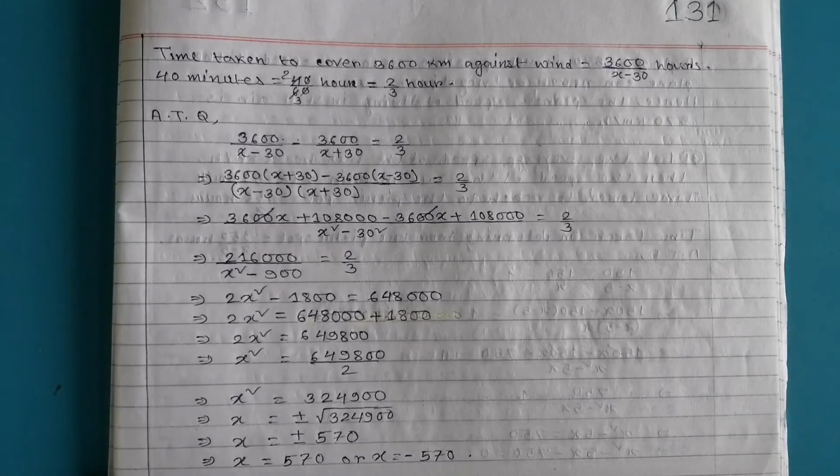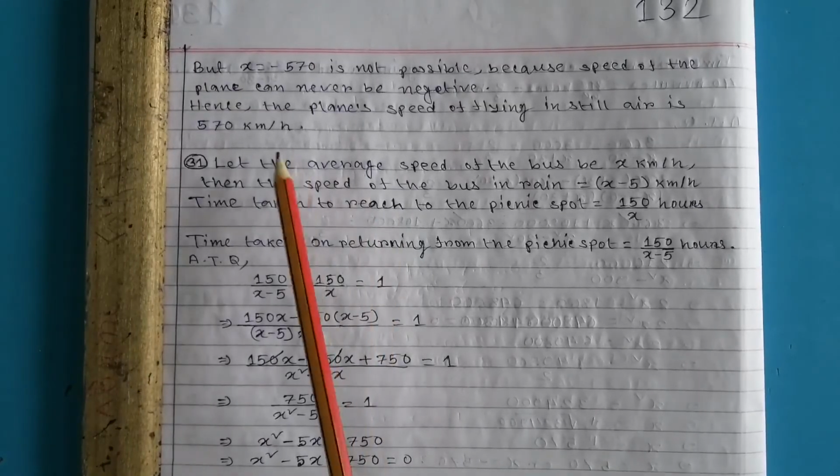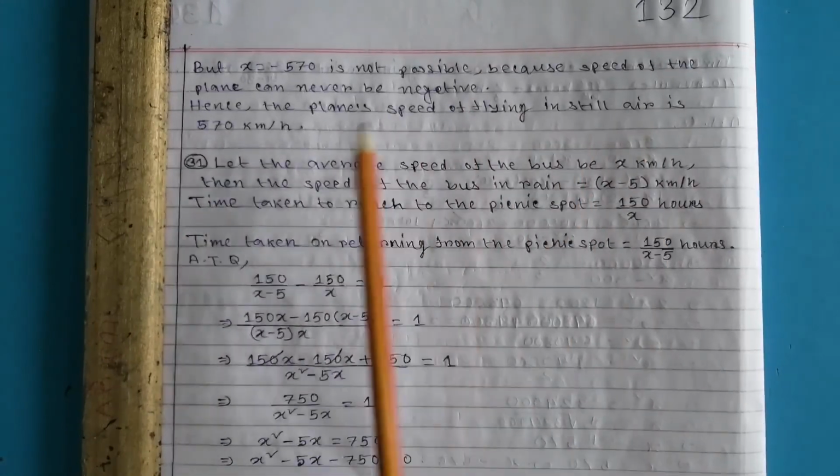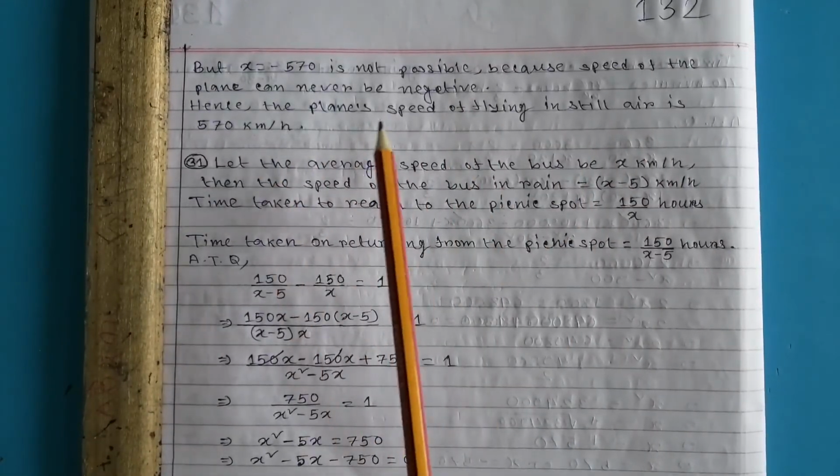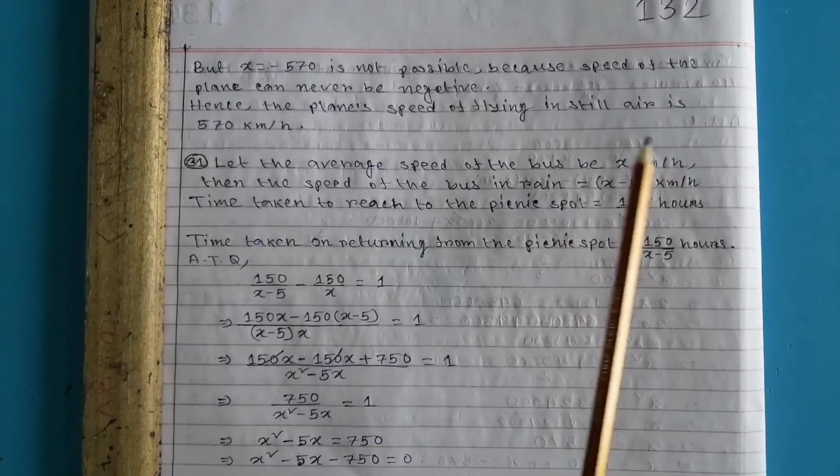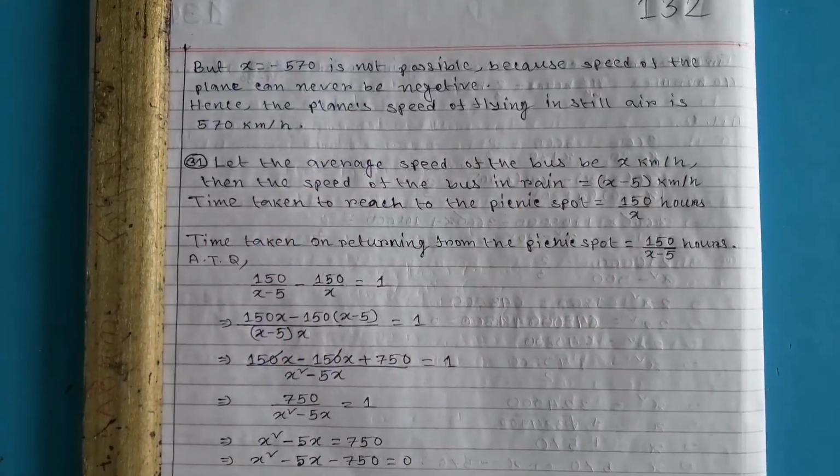But speed can't be negative, so the speed of the plane in still water will be 570. But x equals minus 570 is not possible because the speed of the plane can never be negative. Hence the speed of the plane flying in still air is 570 km per hour.